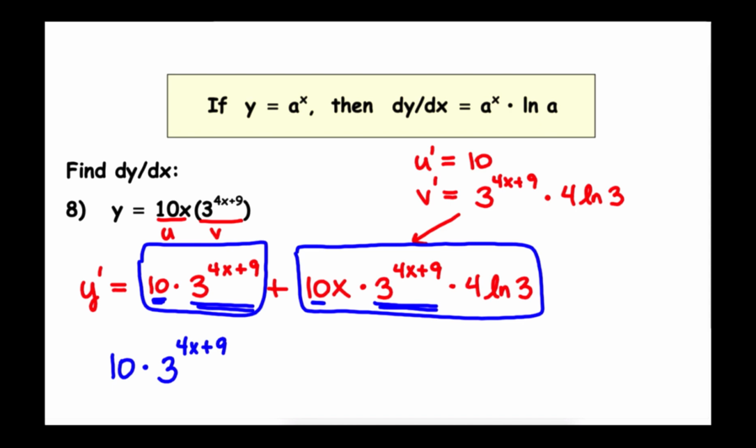All right, let's see what's left over. Inside the parentheses, well, the first term, I took out everything. I divided it by itself, so I have to have something left over. It would be a 1 plus. Okay, the 10 came out. The 3 to the 4x plus 9 came out. I'm left with an x and a 4 ln 3, so we'll call that 4x ln 3. You can put a dot if you like. You don't have to. And that's the final answer.